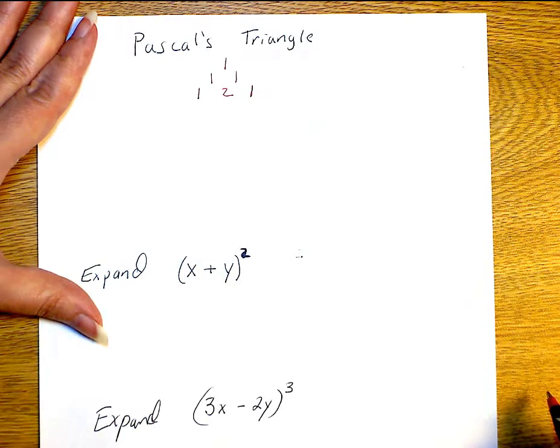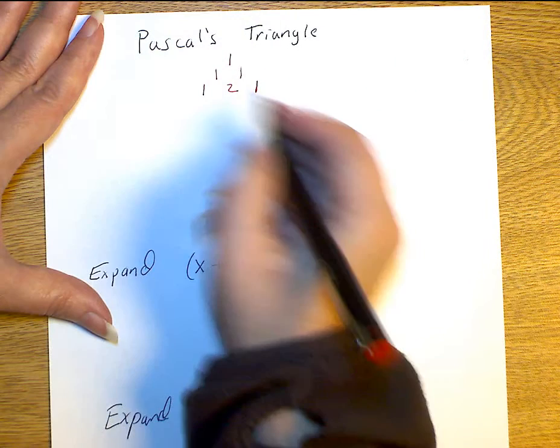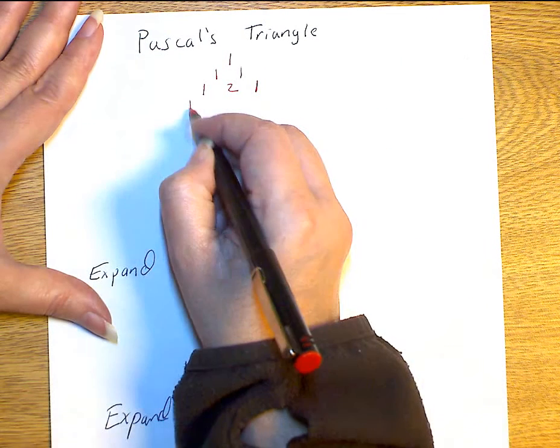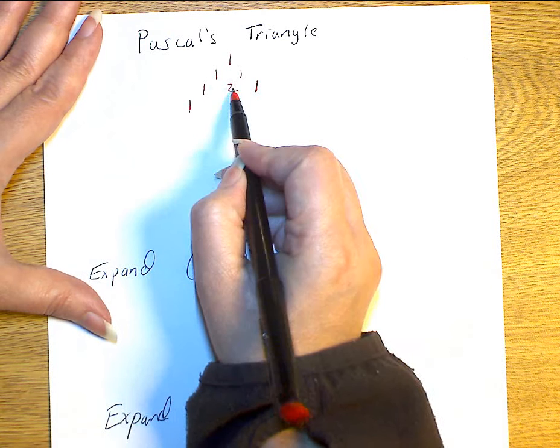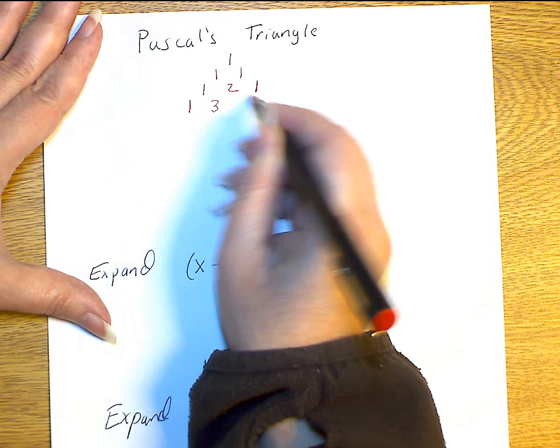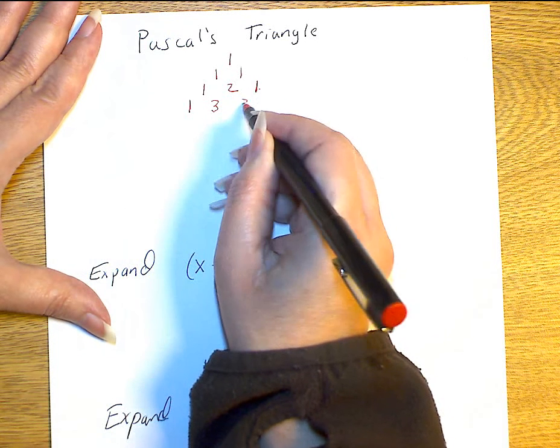And you want to offset it. So this next one is 1, 1 and 2 is 3, 2 and 1 is 3, and then we have 1.